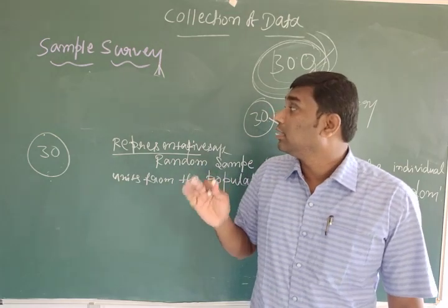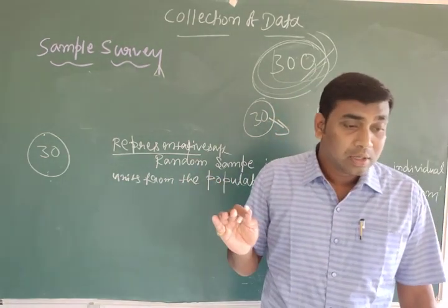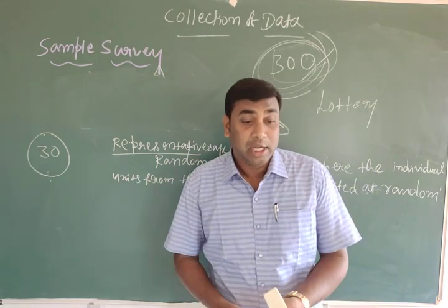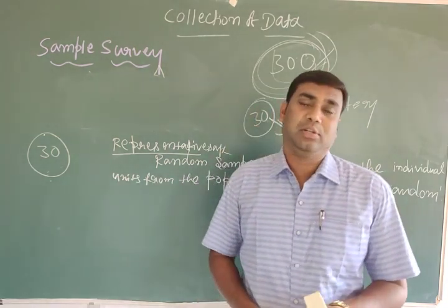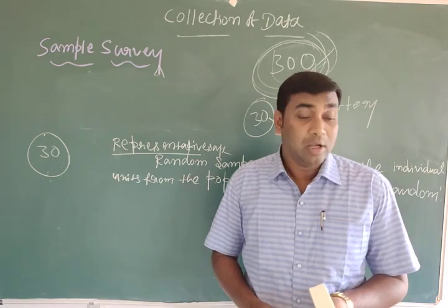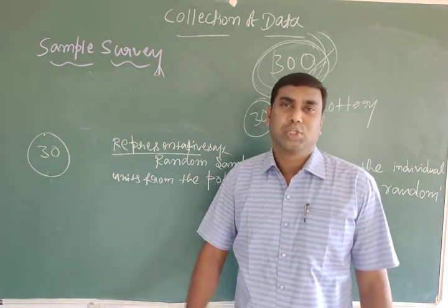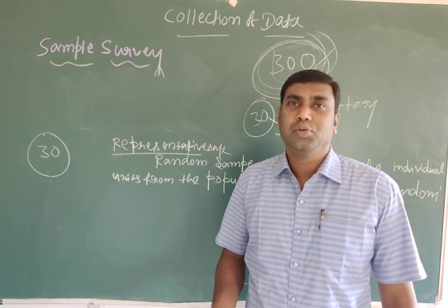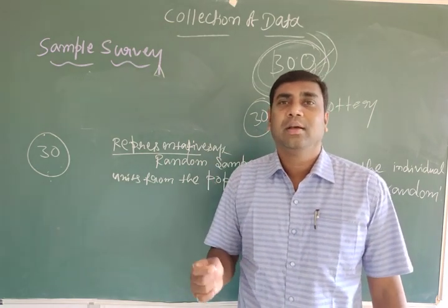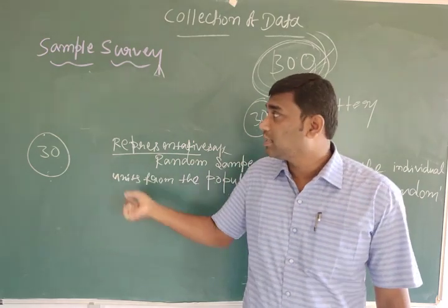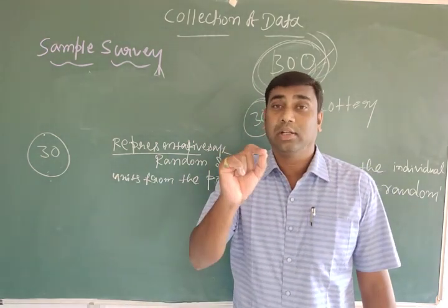Random sample is one where the individual units from the population are selected at random. Under this again we use two methods: one is the lottery method, another is random number tables. Just now we discussed the lottery method.